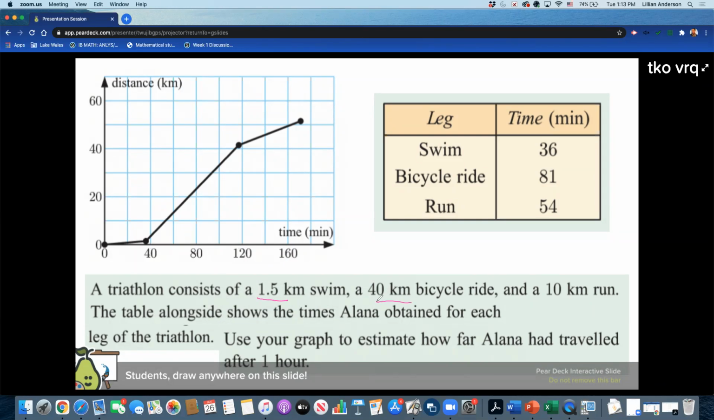40 kilometers of a bicycle ride for 81 minutes. So 81 minutes, she went 40 kilometers. Okay, so that puts her a little bit above 40. So technically it's like 41.5 because she already went 1.5 for the swim. And then the 10-kilometer run. So 10 more kilometers, 54 more minutes. It says use this graph to estimate how far Elena has traveled after 1 hour. How would I do that?